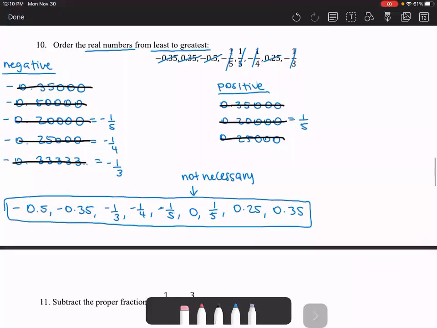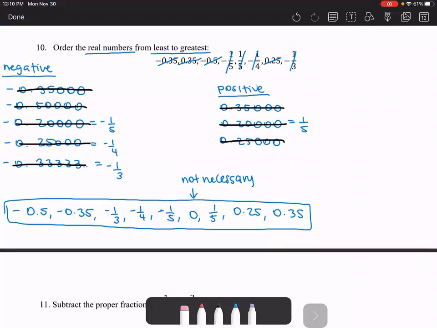Okay, so the main takeaway from this is when you're doing an ordering question, show work. That's the main takeaway you should have: show some sort of work or you're going to lose some points.